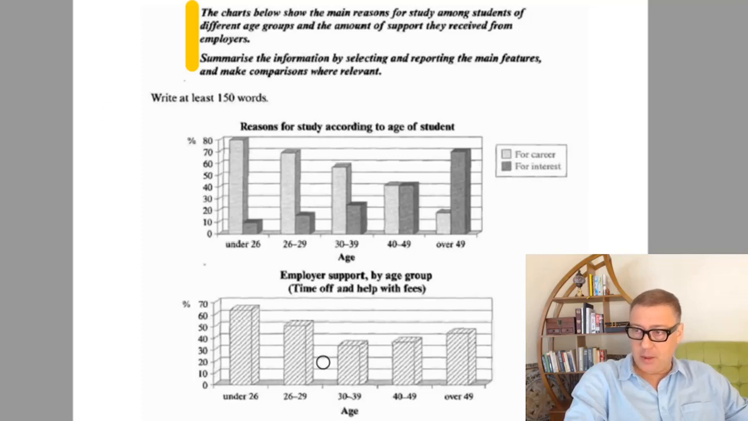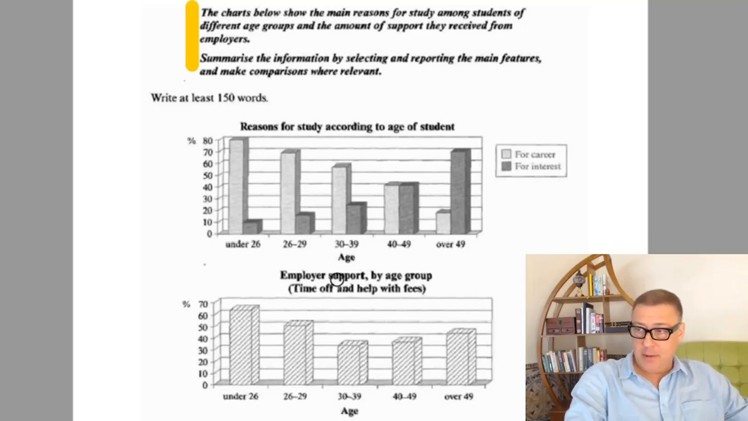And then if we think, what type of information are we going to have to talk about? So the two aspects are reasons for study according to age of student. So the ages are below, under 26 up to over 49, and there are two types of study: studying for your career, light gray; studying for interest, dark gray. And then the bar graph below is simply the different age groups and how much support they get from their employer by age group.